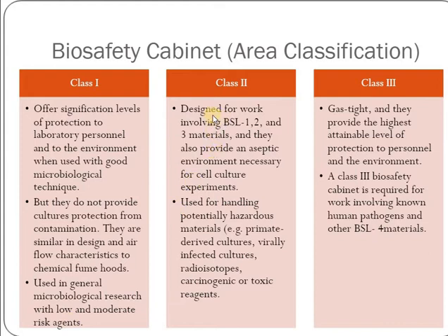Class 2 is designed for work involving first, second and third risk materials, and they also provide an aseptic environment necessary for cell culture experiments. They are used for handling potentially hazardous materials, for example primate derived cultures, virally infected cultures, radioisotopes, carcinogenic or toxic reagents. The class 3 biosafety cabinets are gas tight, and they provide the highest attainable levels of protection for personnel and the environment. A class 3 biosafety cabinet is necessary for work involving known human pathogens and other materials.